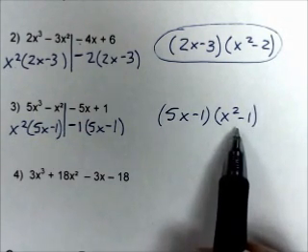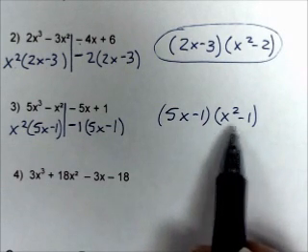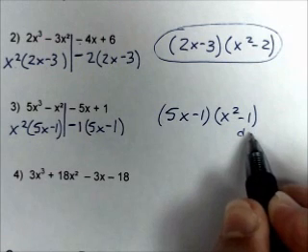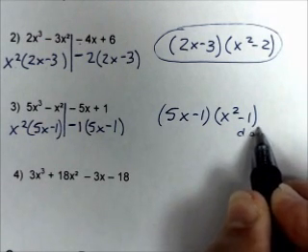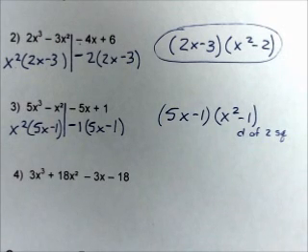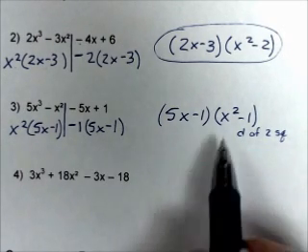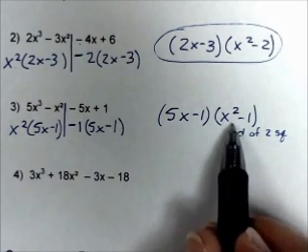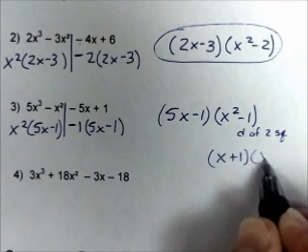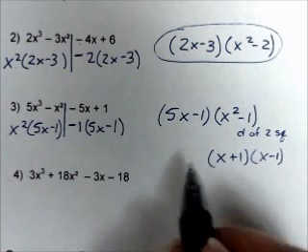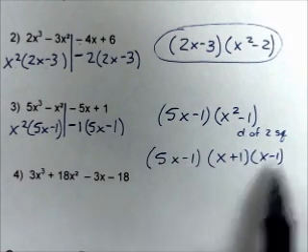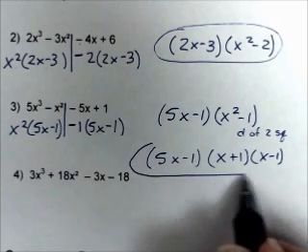But we're not done, right? Recognize x squared minus 1 as the difference of 2 squares, right? The difference of 2 squares. So we need to factor this further into x plus 1 times x minus 1, and bring down our other factor, 5x minus 1. Okay, now it's factored completely.